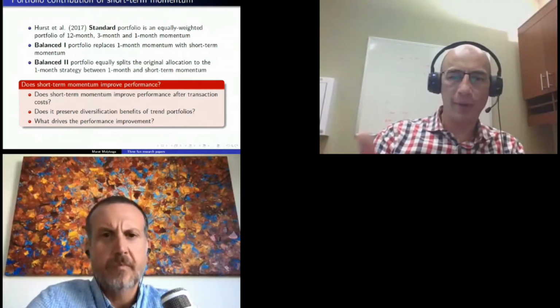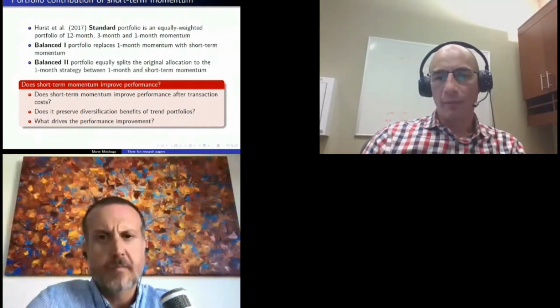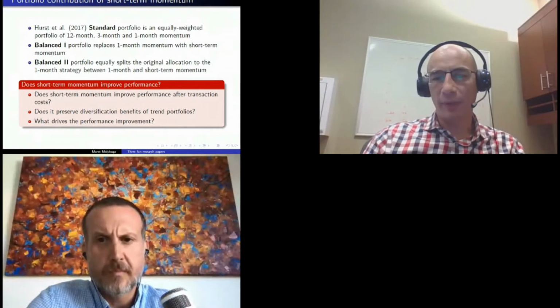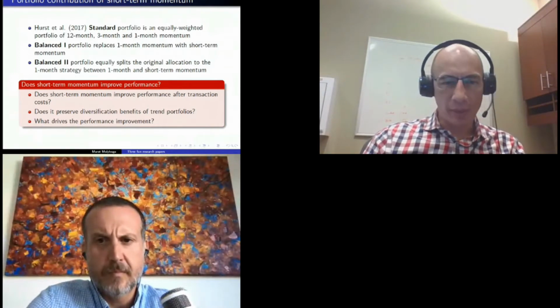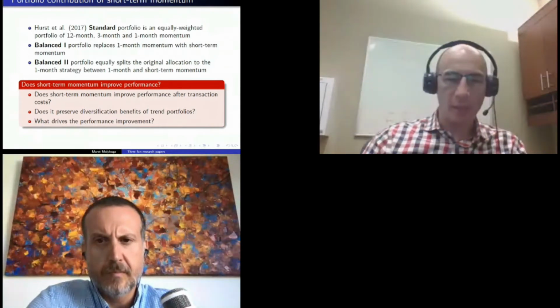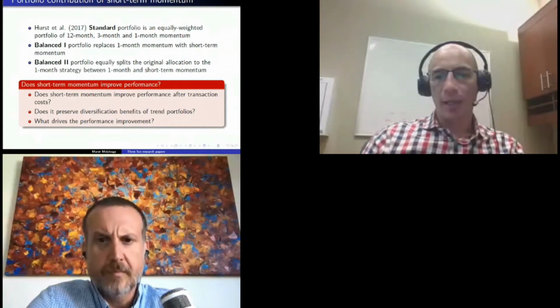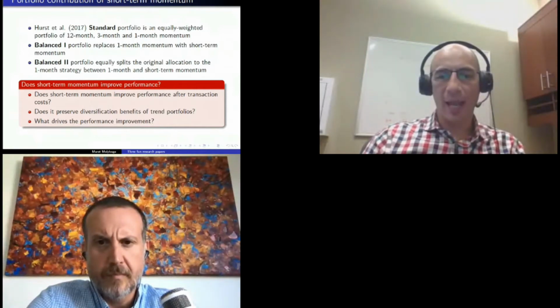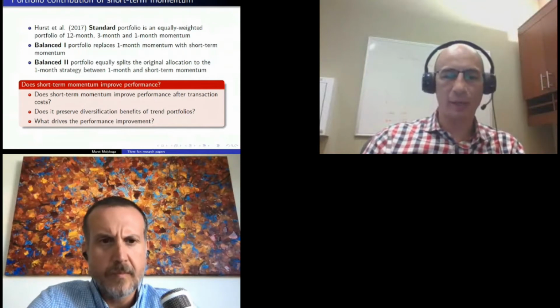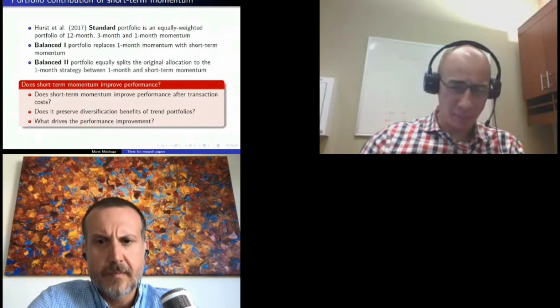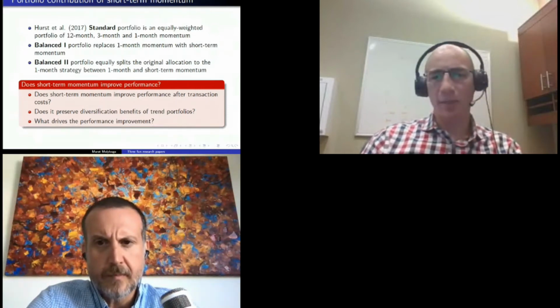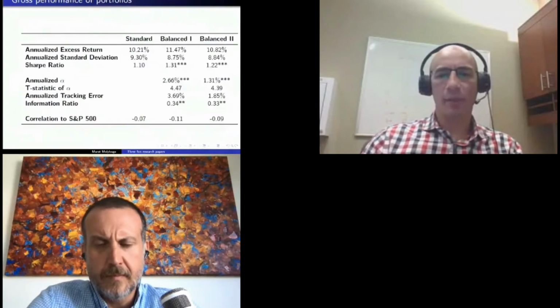And what we found is that before we consider fees, the balanced portfolio tends to be superior to the benchmark standard portfolio of Hurst. And you can also see that this happens without sacrificing correlation to the S&P. It pretty much stays roughly the same, maybe slightly more negative. So we're able to improve performance without sacrificing crisis alpha.